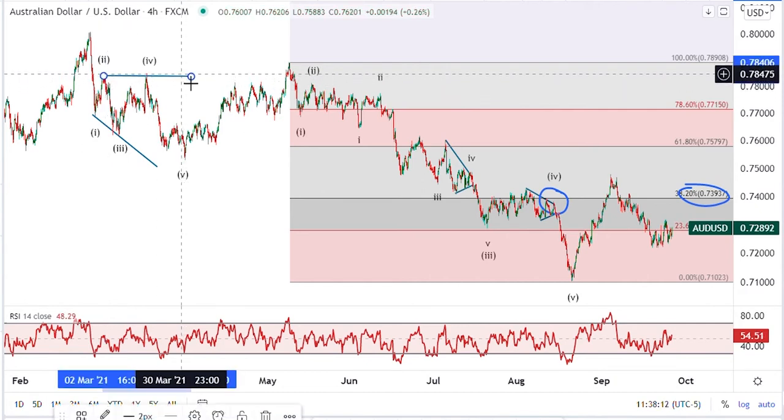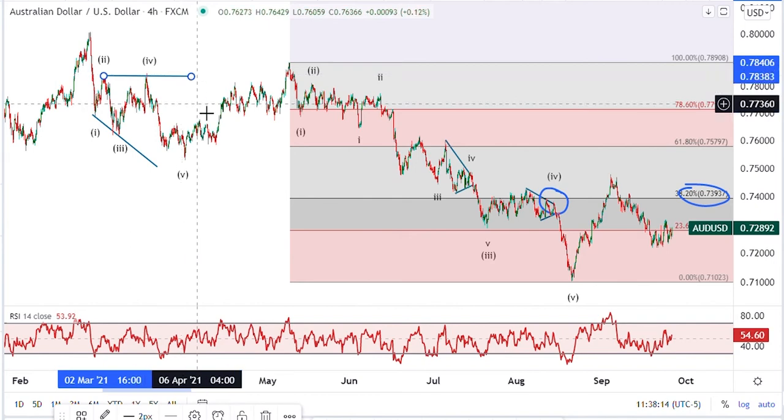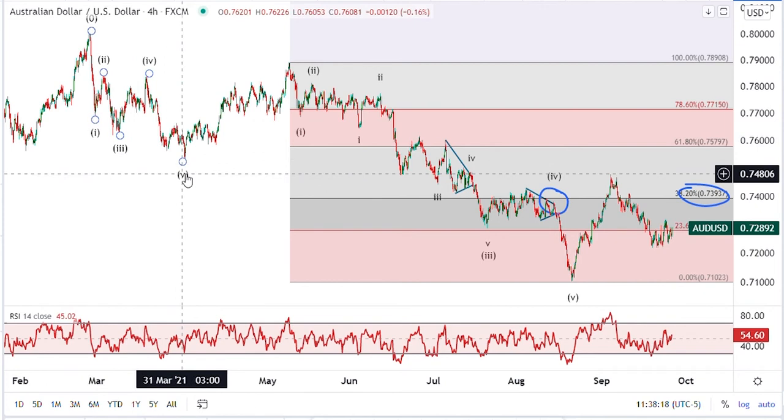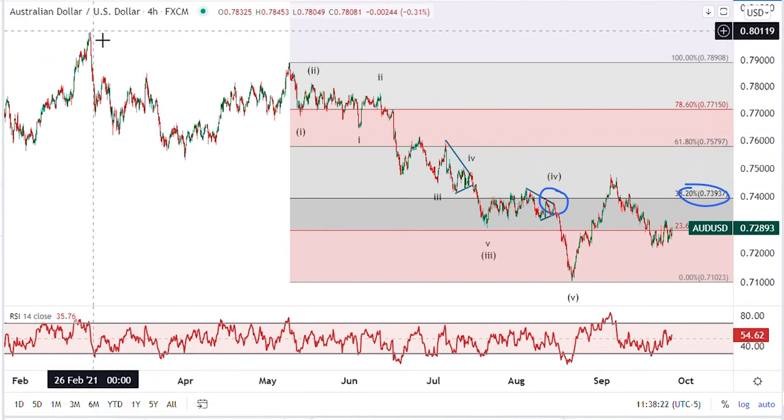Also, an expanding diagonal is extremely rare. And so usually there's a better way of counting it. And so if we extract the diagonal out of this picture, like it's not possible, then it's not an impulse wave, it's not a diagonal, so that tells us it must be corrective.